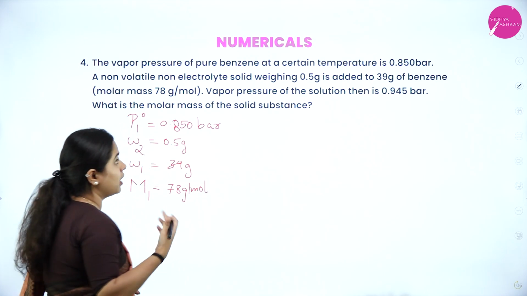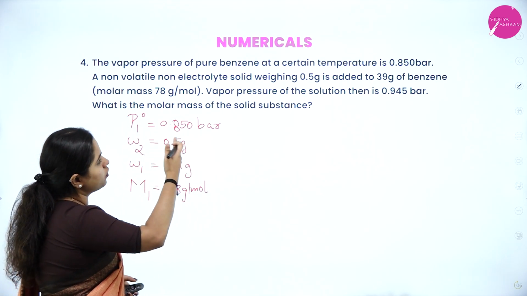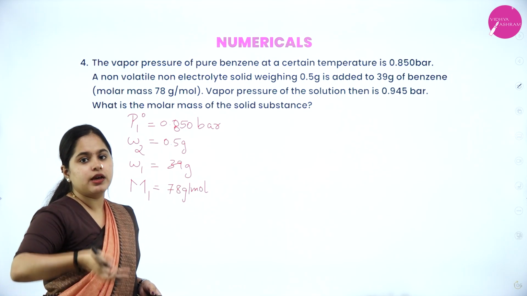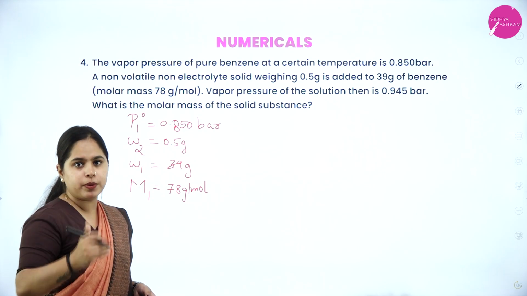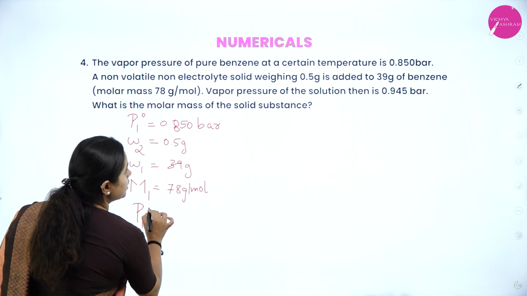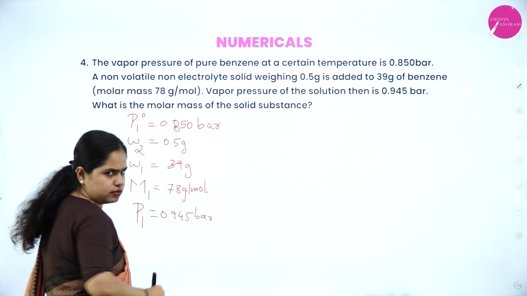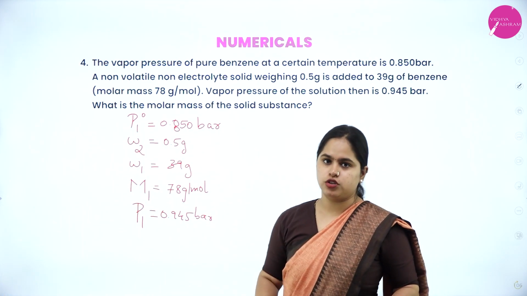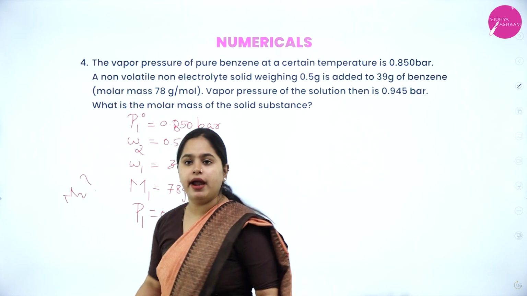What is it that we have to calculate? It is M2. M1 is given. Now, the vapor pressure of the solution then is 0.945. When we added the solid into the pure solvent, the vapor pressure changed. The vapor pressure now has become 0.945 bar. So, that is P1. Initially it was P1 naught, which is given, and P1 is also given. You have to calculate M2.